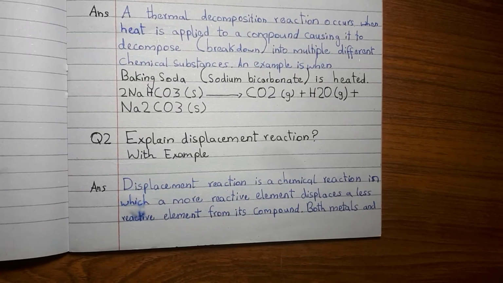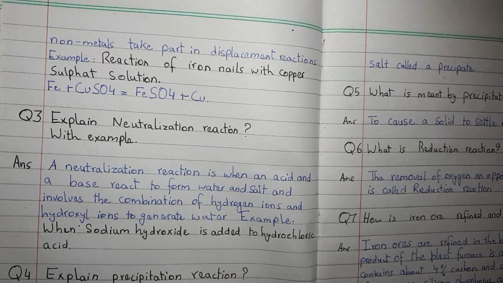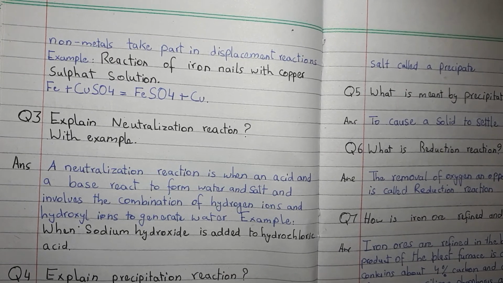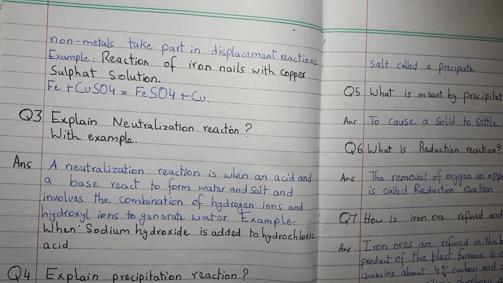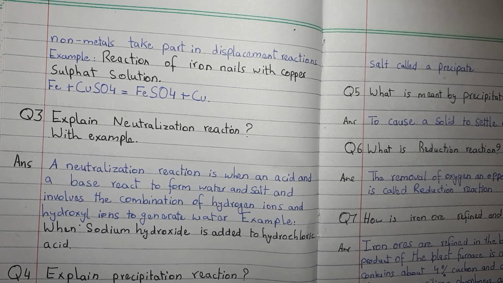Explain displacement reaction. A displacement reaction is a chemical reaction in which a more reactive element displaces a less reactive element from its compound. Both metals and non-metals take part in displacement reactions. Example: reaction of iron nails with copper sulfate solution. Fe + CuSO4 = FeSO4 + Cu.